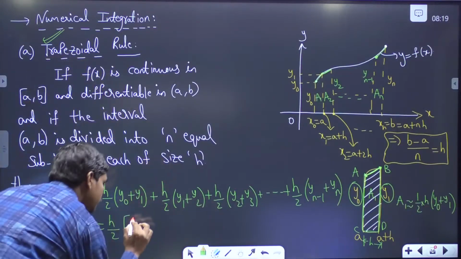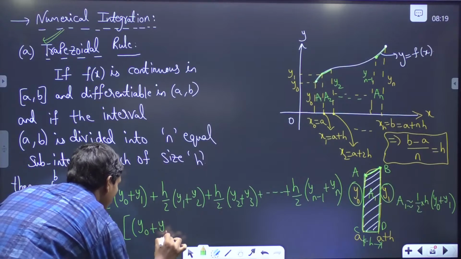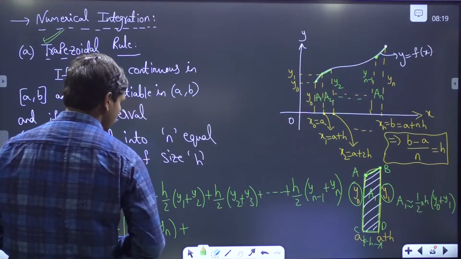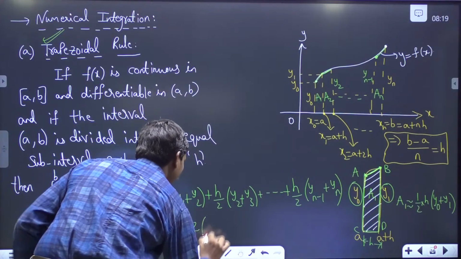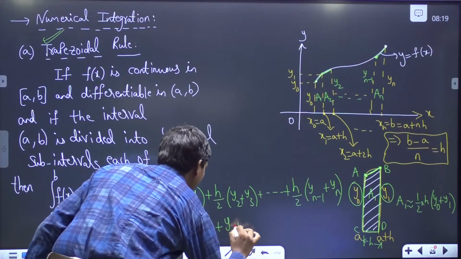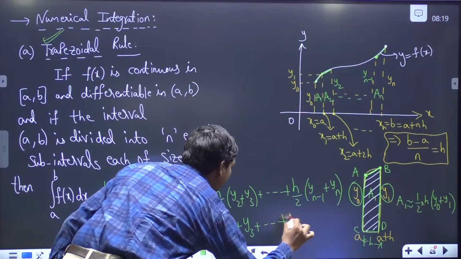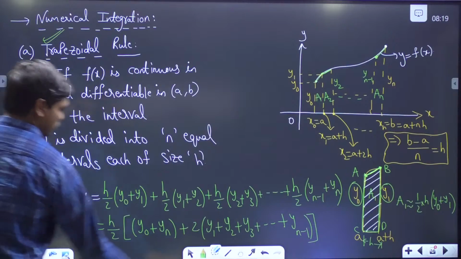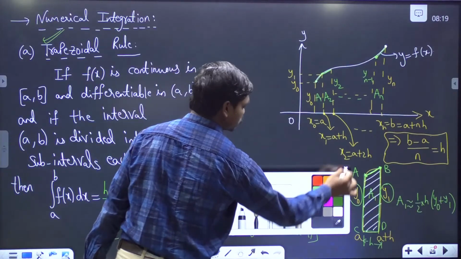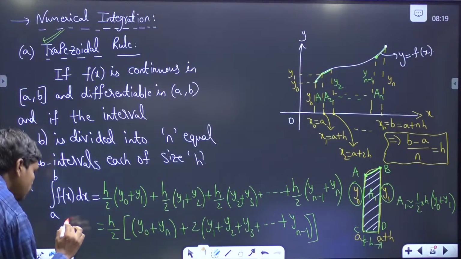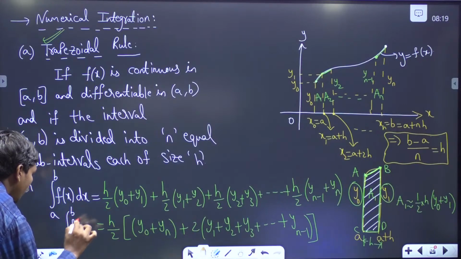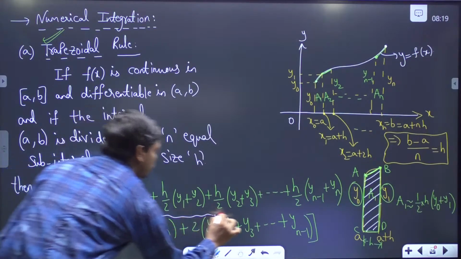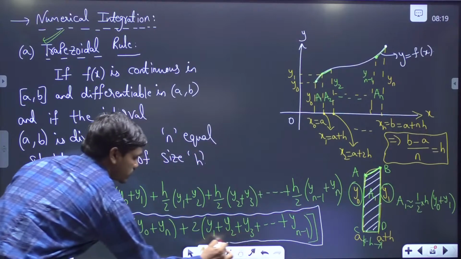Correct? So let us write Y0 plus Yn plus, as we know every other term comes 2 times, 2 times of Y1 plus Y2 plus Y3 and so on plus Yn minus 1. And this is the formula that we were struggling to write before. There is nothing much difficult in this. So we can write integral a to b f of x dx is equal to h by 2 into y0 plus yn and all these things.